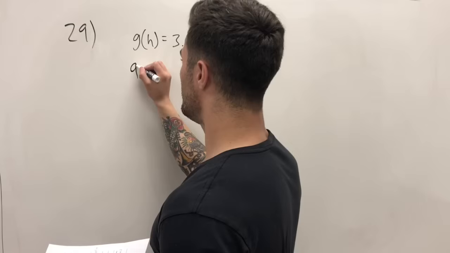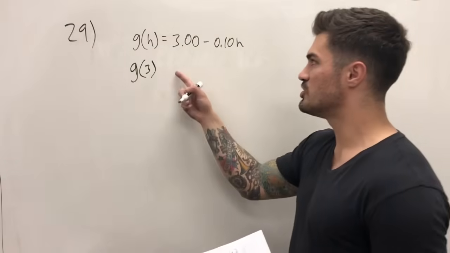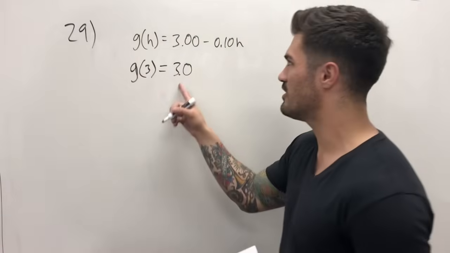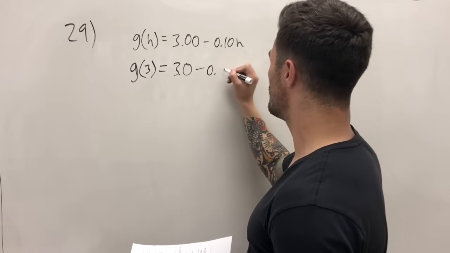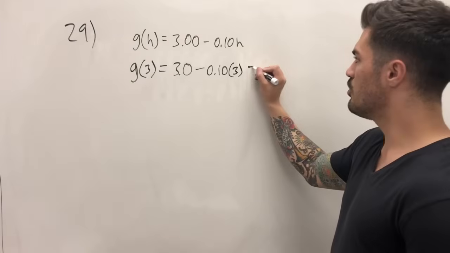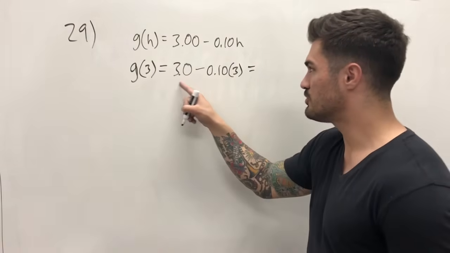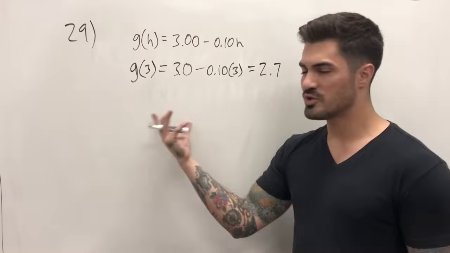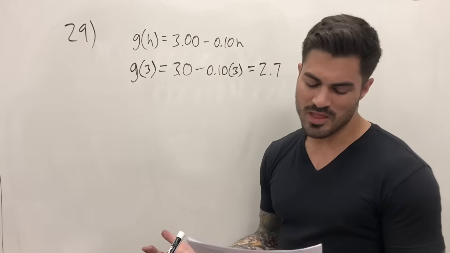So g of 3 just means when I plug in 3 for our variable, which is h, what do I get? So this is 3.0. By the way, I guess they're on a 3-point scale because if 3.0 is the highest GPA, that's interesting. So 0.10 times 3, if you punch this in a calculator, you get 0.3. So 3.0 minus 0.3, you get 2.7, all right?